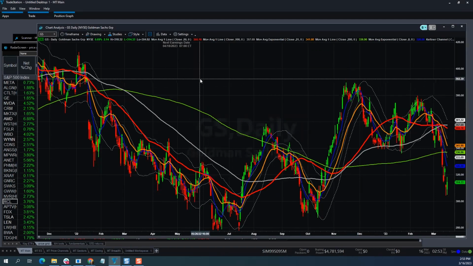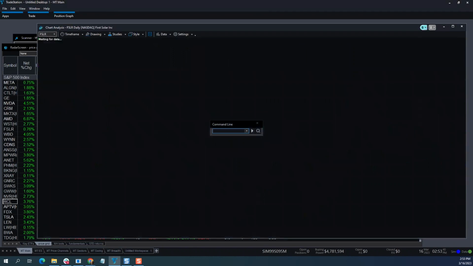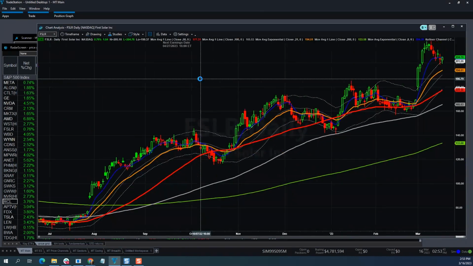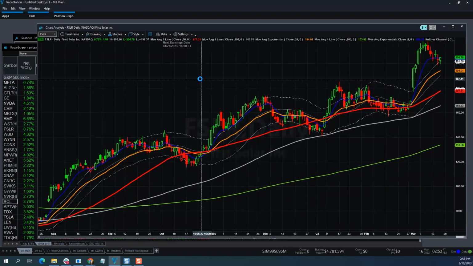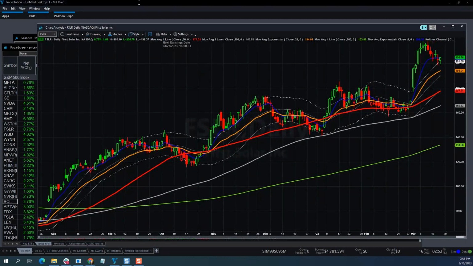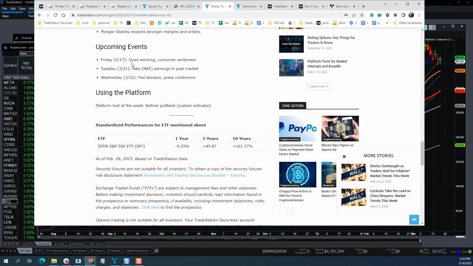But speaking of this, a non-Chinese solar company is First Solar, and it has a lot of interesting things coming together. I wanted to mention that Maxion was the one that came up. Now, of course, we have quad witching tomorrow, and consumer sentiment, though I'm not sure how important those are. The Fed decision is obviously the be-all and end-all at this point in time, and that's where everyone's focus is.